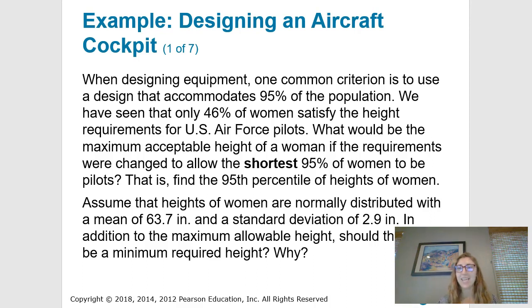All right, so we want to find the 95th percentile. So what is the 95th percentile? What does that mean? If I'm in the 95th percentile of heights, for instance, that means that I am taller than 95% of women. So if we are drawing our normal distribution, am I going to be on the right-hand side or the left-hand side? I'm going to be on the right-hand side because I am taller than 95% of people.